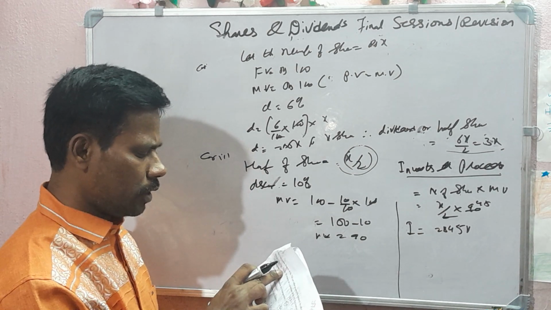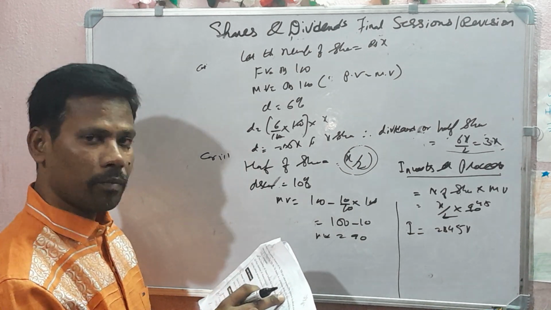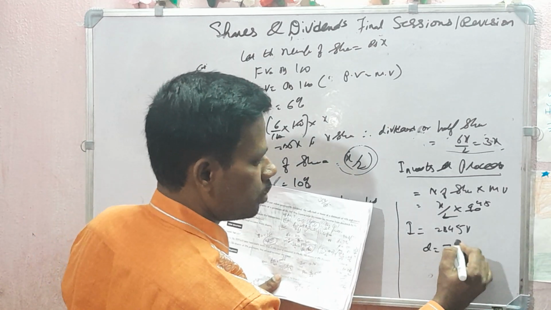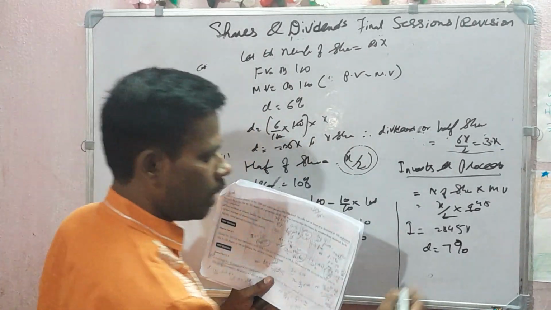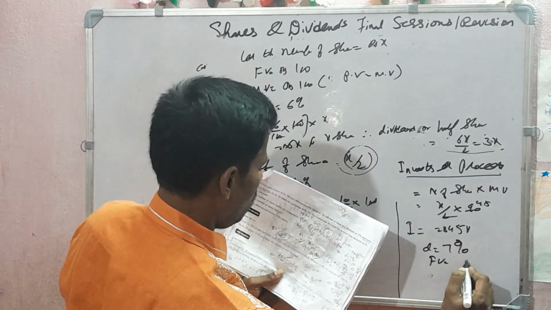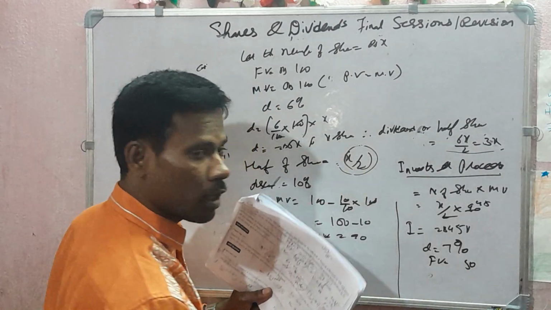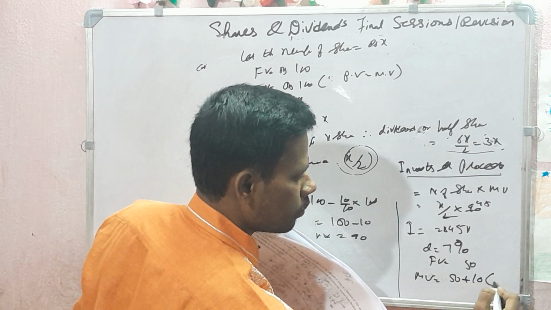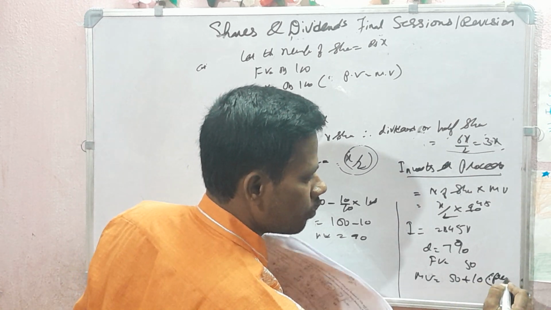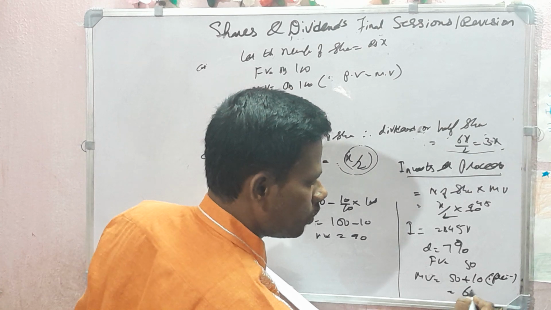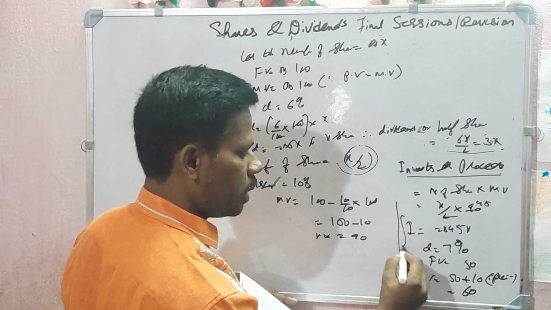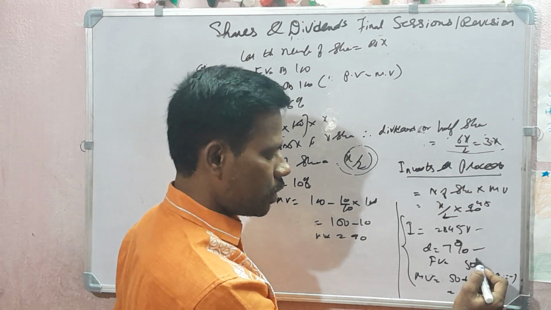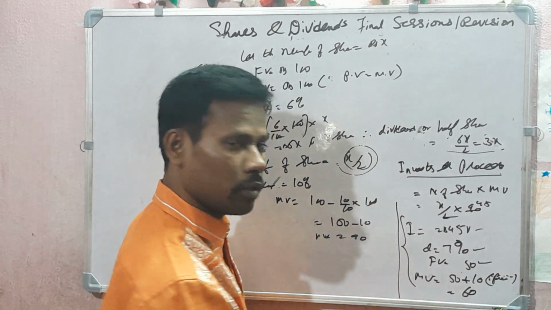And invest the proceeds in 7%, 50 shares at a premium 10. Invest the proceeds in 7%. So D is equal to 7% dividend, and face value is how much? 50. Premium, he used the word premium. So market value is nothing but 50 plus 10. Since premium you write down, market value is 60. From these conditions, what can you say? Investment is 45x, dividend is 7%, face value is 50, market value is 60.